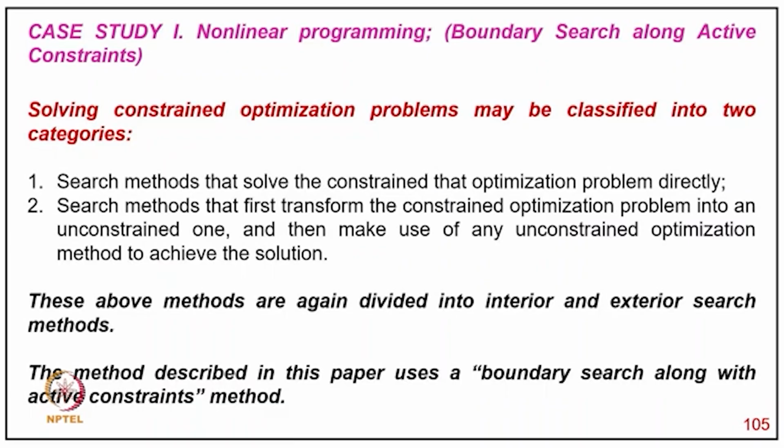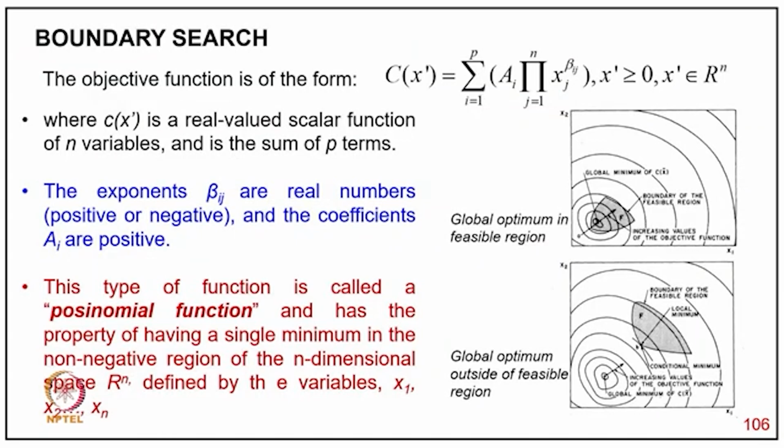So, the method described in this example is the boundary search along with the active constraint method. And in a typical example, you can see how the global and local feasible designs come here as the optimum design. In this case, I take the objective function as a polynomial of the variables xj, a real-valued scalar function of n variables, which is the sum of products, where the exponents bj are real numbers, positive and negative, and the coefficients ai are positive. This type of function is called a polynomial function and has the property of having a single minimum in the non-negative region of the n-dimensional space defined by the variable values.